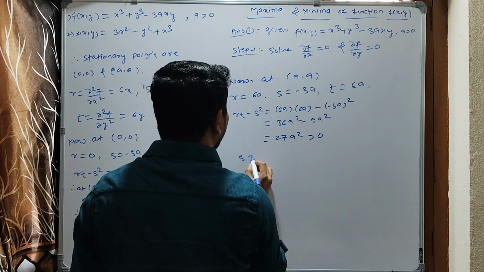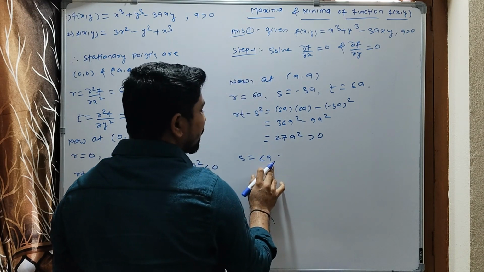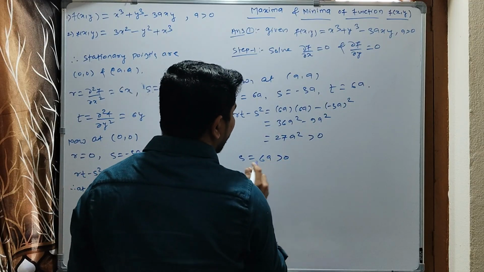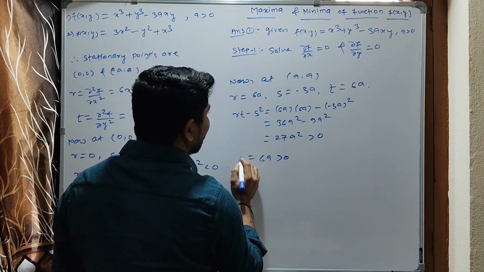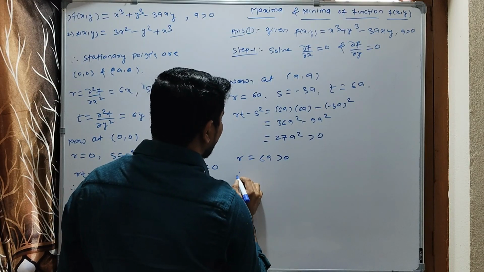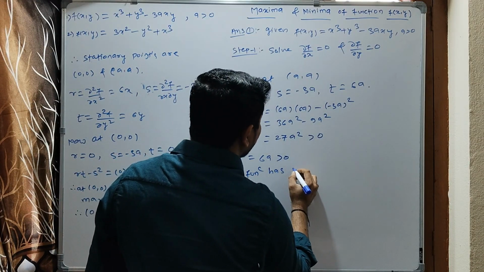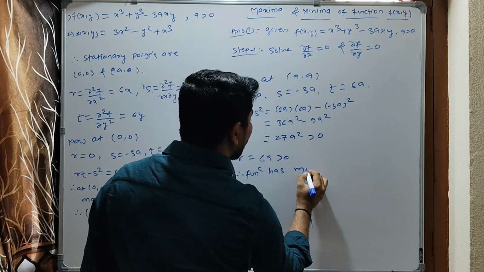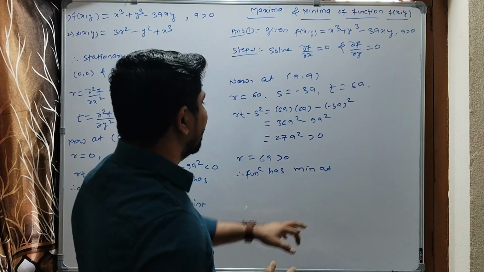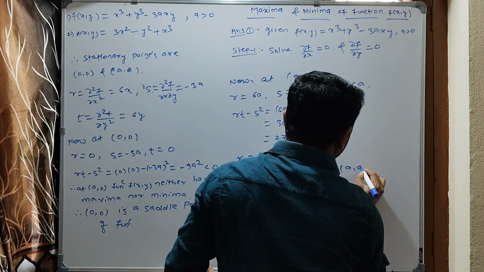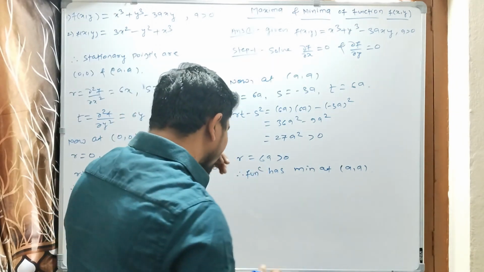And here r equals 6 times a. a is greater than 0, so 6 times a is greater than 0. Therefore rt minus s square is greater than 0 and r is greater than 0. Therefore the function has minima at this point (a, a). Therefore your function has minima at the stationary point (a, a).